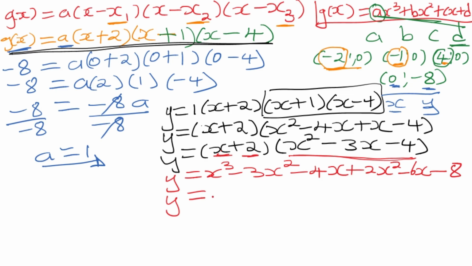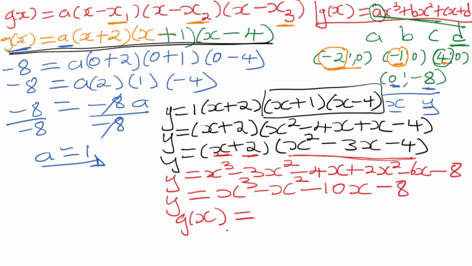And then when I simplify this, I'll get x cubed, -3x squared plus 2x squared, that will give me -x squared. Then -4x minus 6x will give me minus 10x, and then I've got minus 8. All right, so now I have got my g of x. My g of x now is equal to x cubed minus x squared minus 10x minus 8.